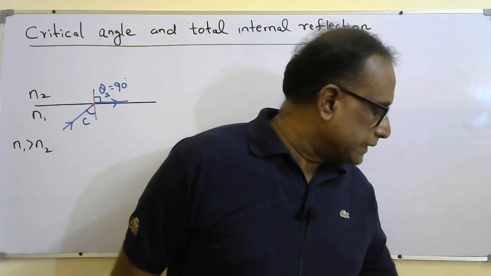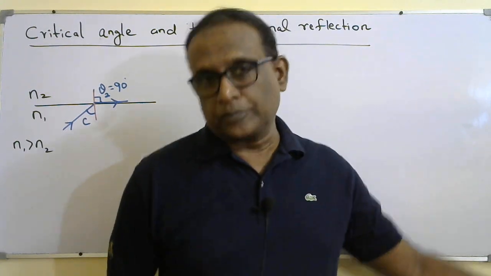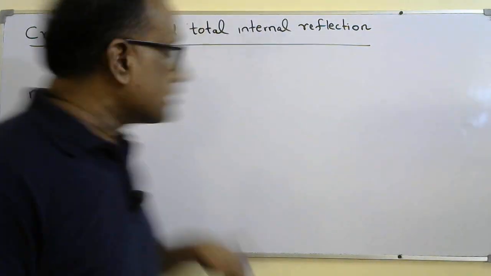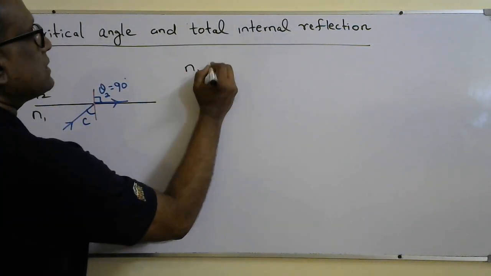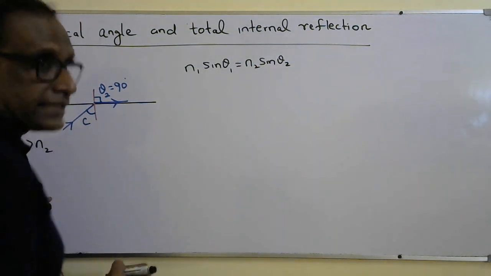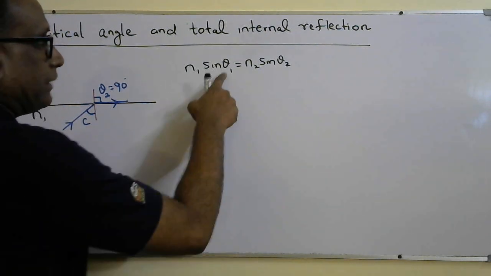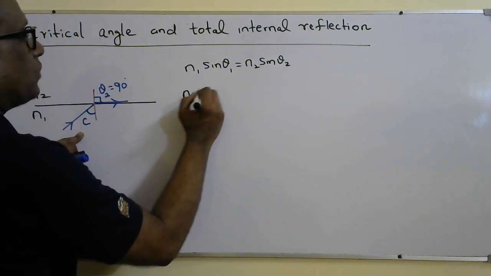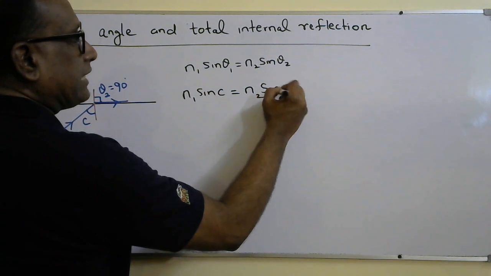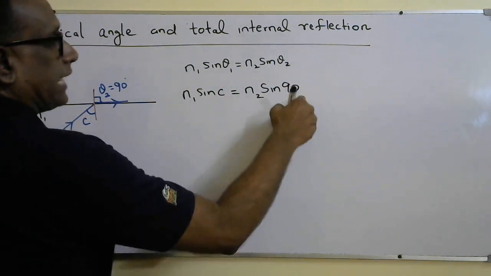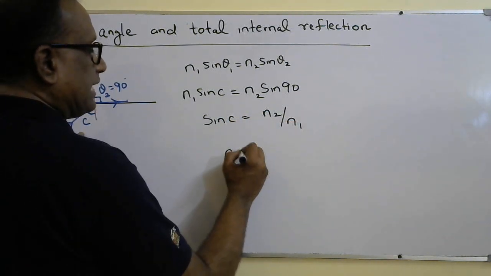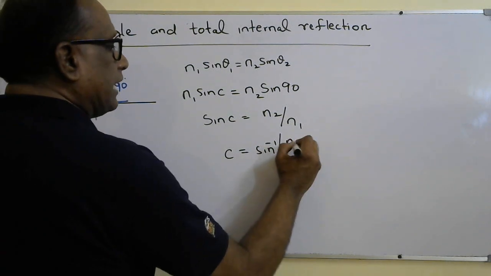One more thing you must remember, critical angle is not the property of one medium. It's a property of the boundary, depends on both media, because I already showed that n1 sin theta 1 equal n2 sin theta 2. So when it becomes critical angle in the optically more denser medium, theta 1 will become C. So n1 sin C equal n2, optically less denser medium, sin 90. Theta 2 is 90 degrees, so sin 90 equal 1. So sin C equal n2 over n1. So C will be sin inverse n2 over n1.